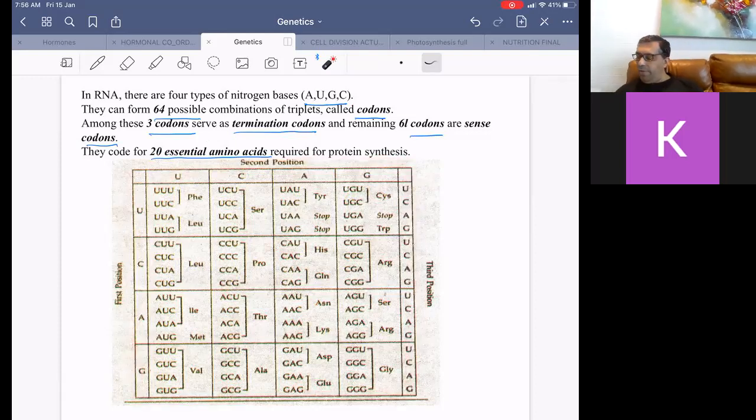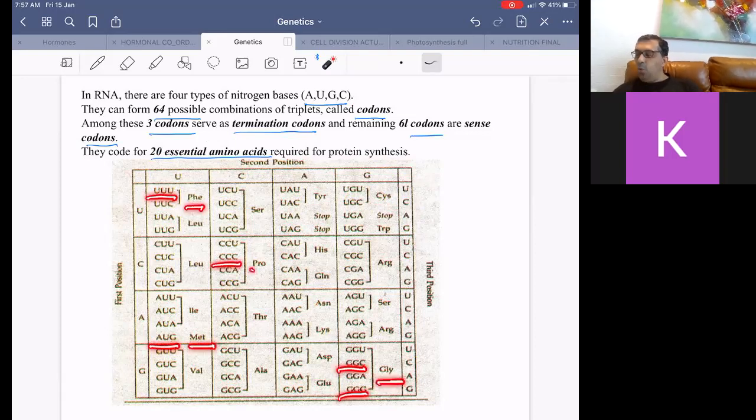64 codons, of which UAA, UAG, and UGA are stop codons. They don't code for any amino acid. And 61 codons code for 20 amino acids. Which are these? We did some of them. If you remember, UUU codes for phenylalanine. AUG codes for methionine. GGG codes for glycine.